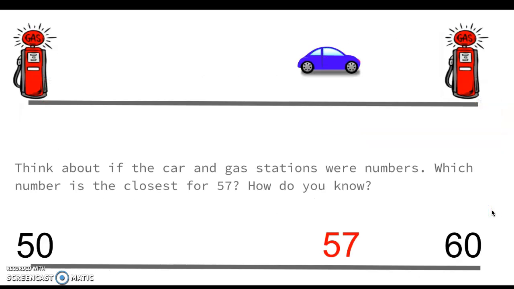Now I want you to think about if the car and the gas stations were numbers. Which number is closest for 57? How do you know? So think about 50, 57. The 10 that comes before 57 is 50, and the 10 that comes after 57 is 60. So whenever we round, we think about the 10 that's before and after the number. Think about what is closer to 57, 50 or 60.